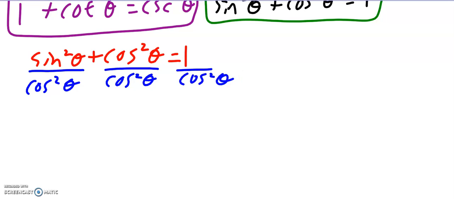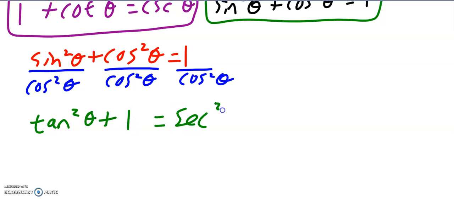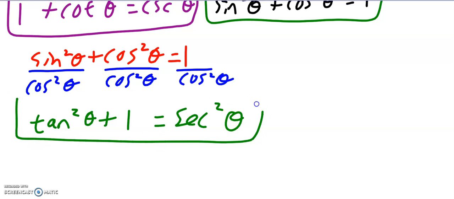And so now I know that sine squared of theta over cosine squared of theta is tangent squared of theta. Anytime I divide two things that are the same, that's 1. And 1 over cosine of theta is secant of theta, so 1 over cosine squared of theta is secant squared of theta.